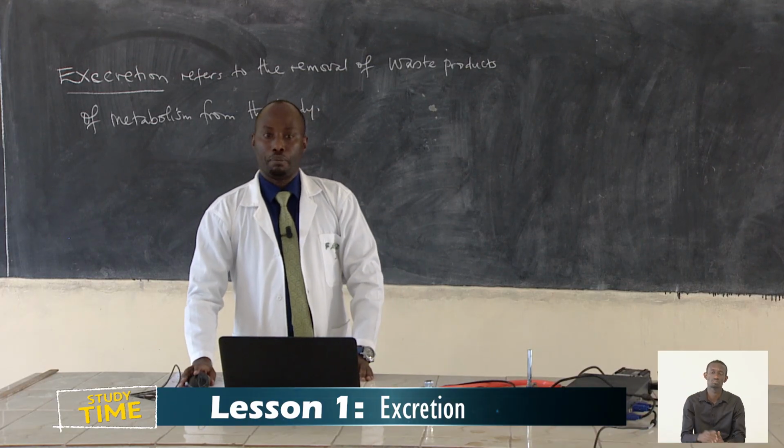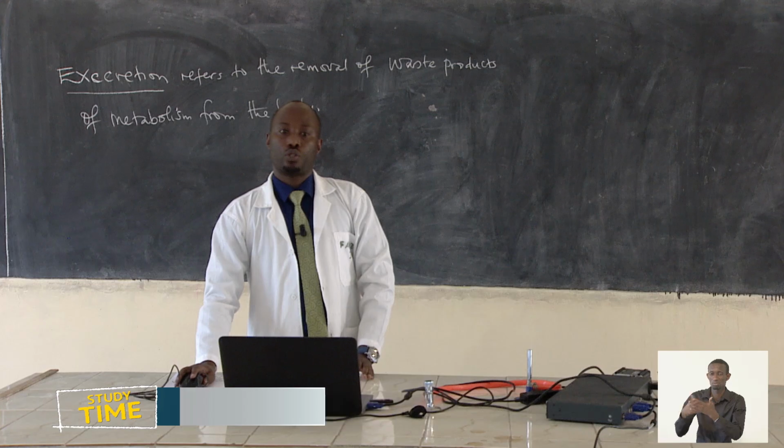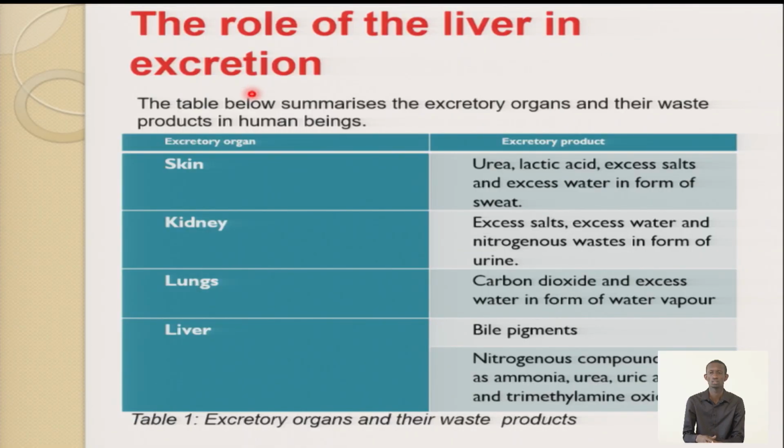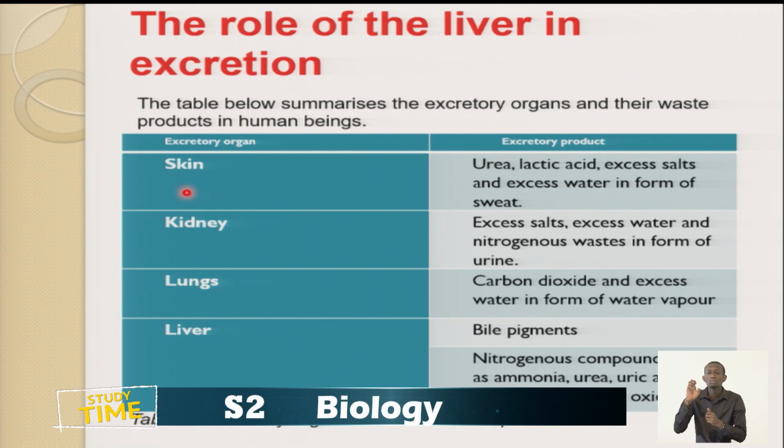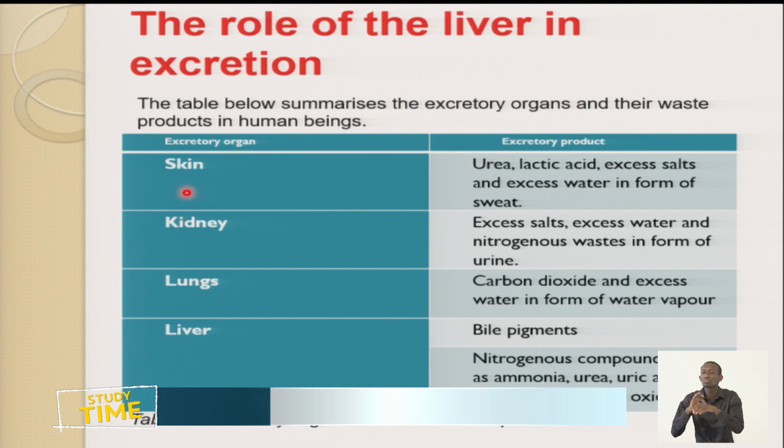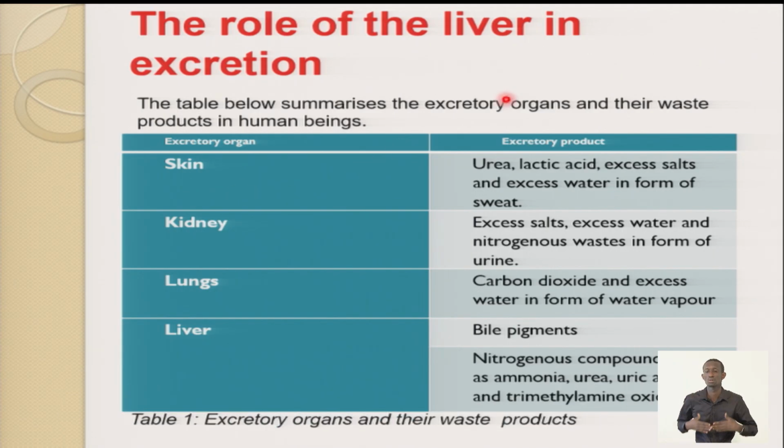Let me have a table. We're going to see the role of the liver in excretion. The table below summarizes excretory organs and their waste products in human beings respectively. Here I have excretory organ, and here I have excretory product. So this is an organ that is responsible for removing those waste products from the body, and we have the product which is going to be produced by that excretory organ. So the table is here.